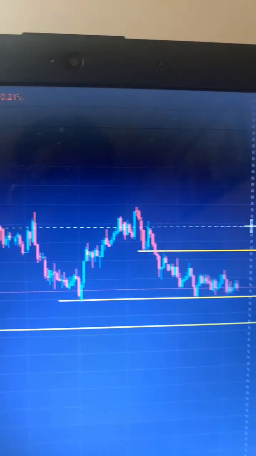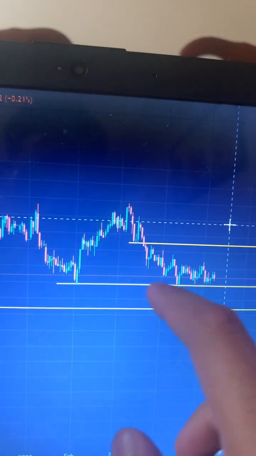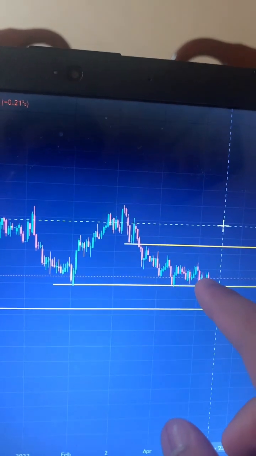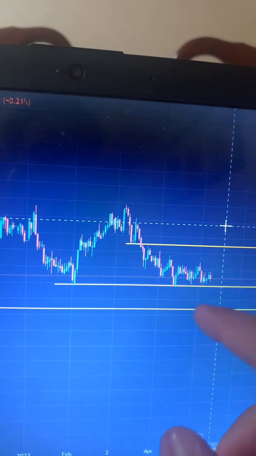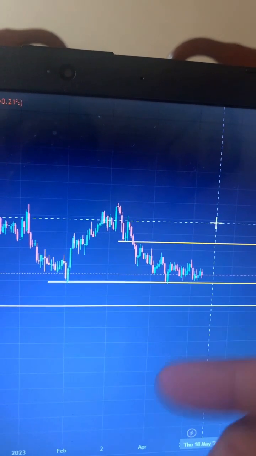So the first thing we're going to look at is the dollar, DXY, because the dollar has a big influence on where the market is going to go next. As you can see, we've touched this support level 1, 2, 3 times now, right? The odds of us breaking below this are pretty high, because the more times you touch a support or resistance, the more chances of them actually breaking, right?